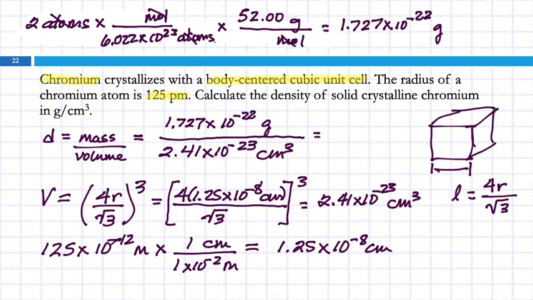And this is going to give us 7.18 grams per cubic centimeter. Does that sound like a reasonable density for a metal? Mercury is 13.6 grams per cubic centimeter. Water is 1 gram per cubic centimeter. Any questions?